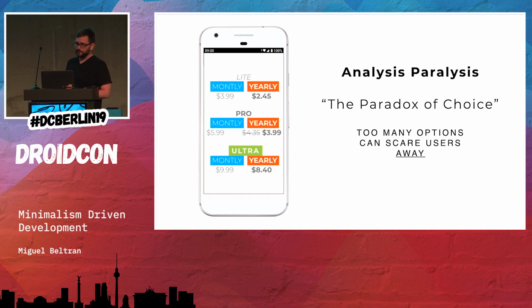One major problem that many products face is called analysis paralysis, also known as the paradox of choice. Users get overwhelmed by the amount of options offered, and so they leave your app because they are afraid of choosing the wrong option. An example of this is having too many subscription options with different pricing and different features. Users at the end get confused, and ultimately they leave your app without subscribing.